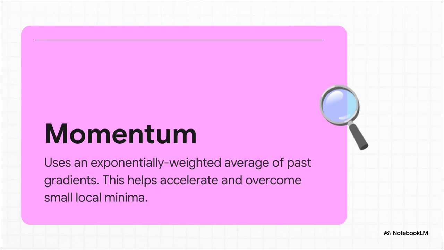The first upgrade is called momentum. And the best way to think about this is we're not just a hiker anymore. No, we're a giant boulder rolling down the mountain. As that boulder starts to roll, it builds up speed, it builds up velocity. And that momentum helps it just crash right over those little bumps, our pesky local minima, and it naturally goes faster and faster on those long, straight downhill parts, which really speeds up the whole journey.